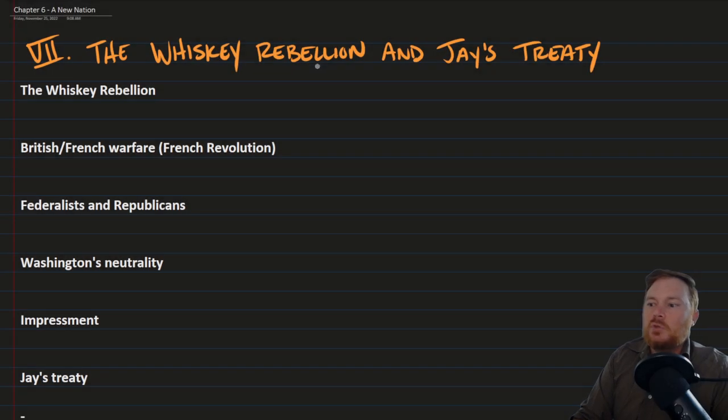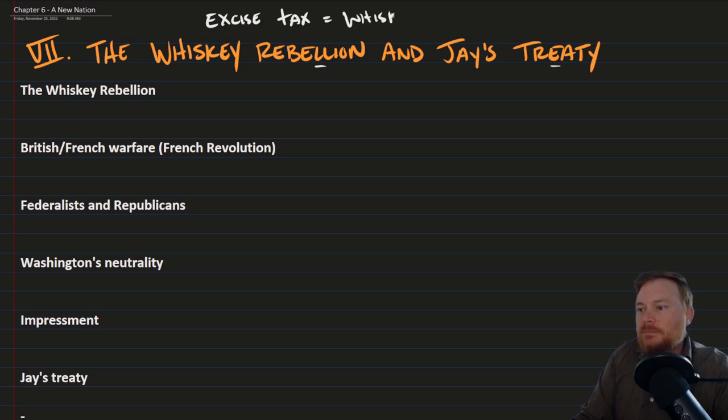Section 7, the Whiskey Rebellion and Jay's Treaty. So it wasn't only Thomas Jefferson who opposed Hamilton's plan. In fact, one of the more unpopular features of Hamilton's economic plan was the excise tax. And that excise tax, amongst other commodities, was on whiskey. And so when they attempted to collect these taxes in Western Pennsylvania, they found that Western farmers were not willing to pay them. Instead, what broke out was the Whiskey Rebellion.